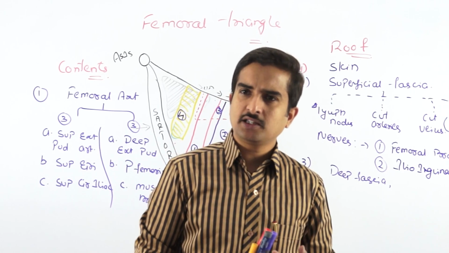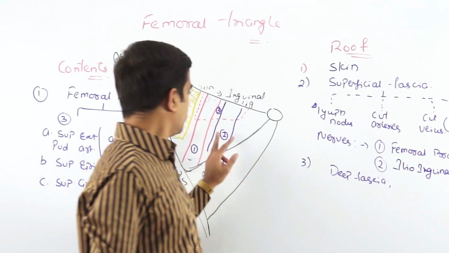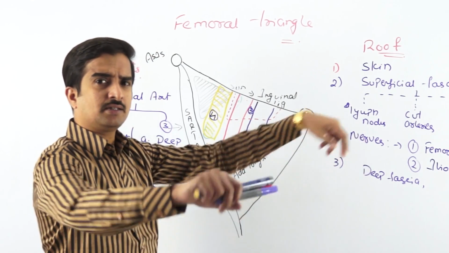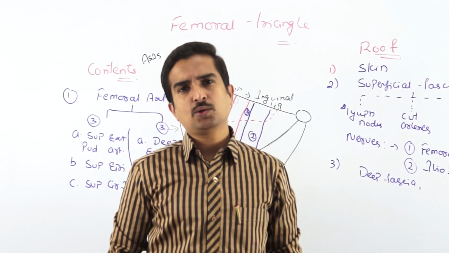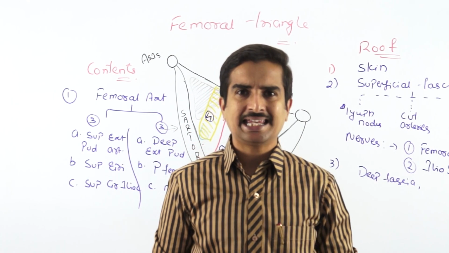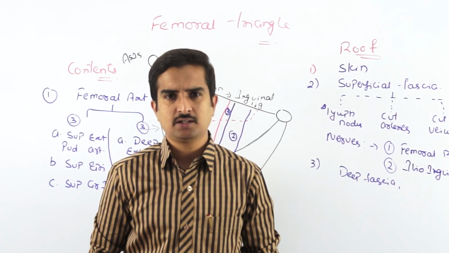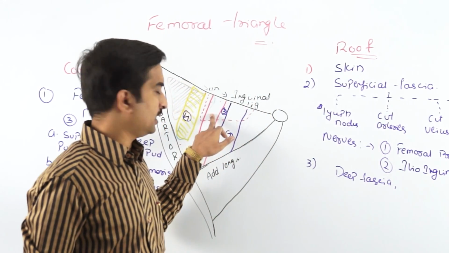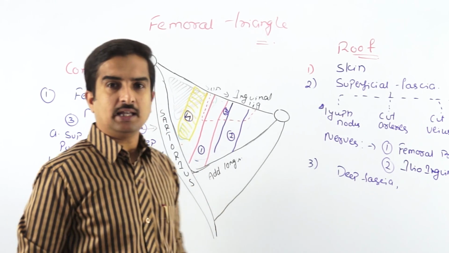tributaries. Now after the femoral vein, now we shall see the femoral sheath. The third content is the femoral sheath. I told you that femoral sheath is a connective tissue sheath which encloses upper 3 to 4 centimeters of the femoral vessels like a sleeve. We shall discuss in detail about the femoral sheath after we finish the contents of the femoral triangle. So the third content is the femoral sheath itself, and the fourth is the nerves.